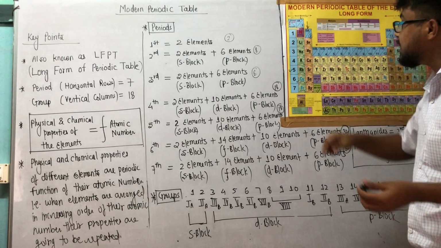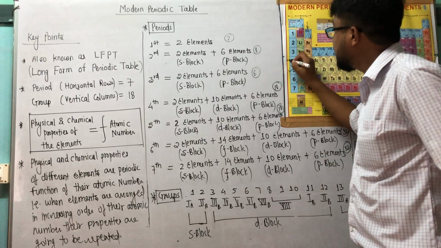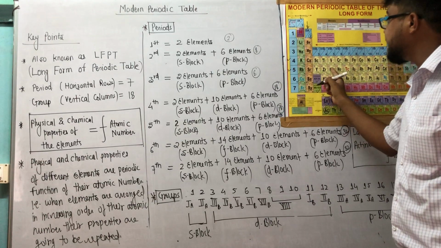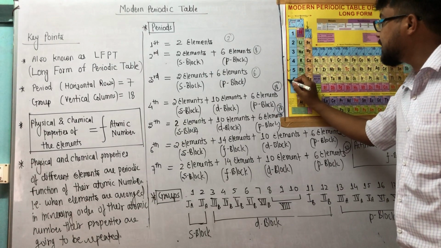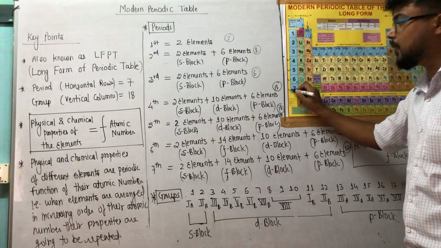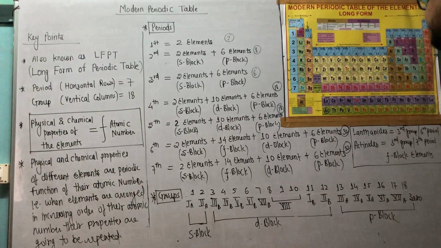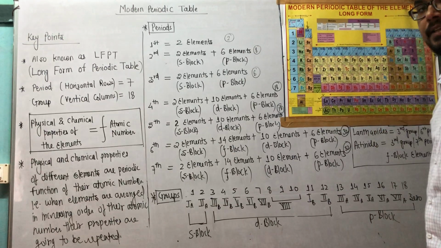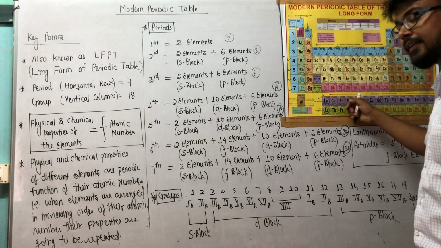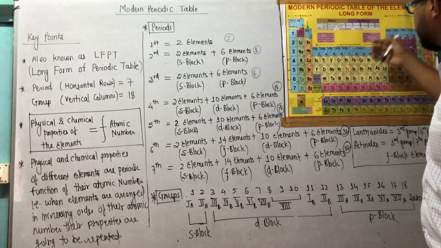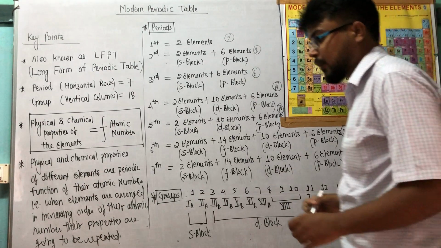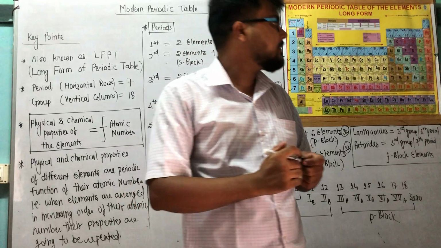So students, one more time I can summarize. This is the first D series, this is the second D series, this is the third D series, and this is the fourth D series. Correct? Next, it is the first F series, it is the second F series. Correct? So D and F are clear, S block is clear, P block is clear, D block is clear, and F block is clear.